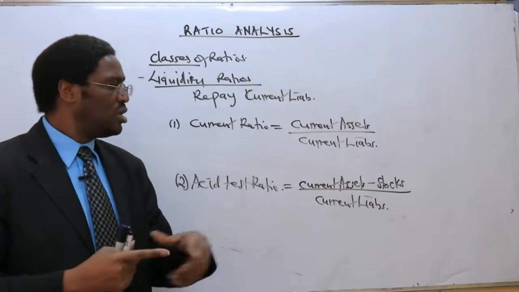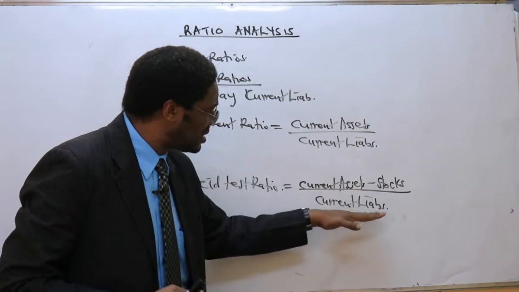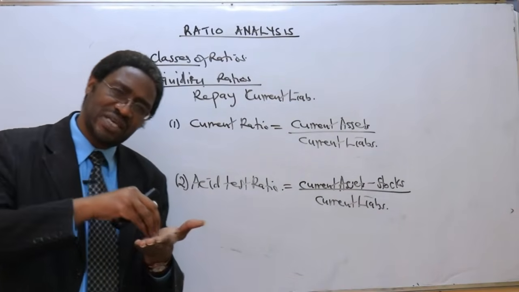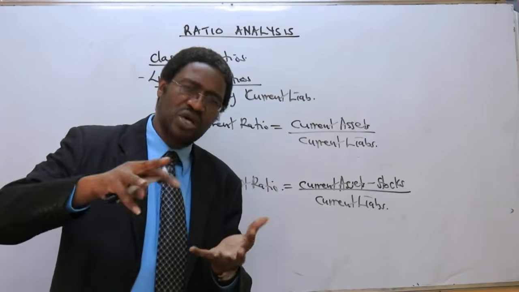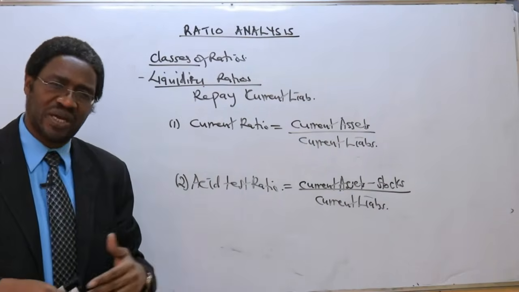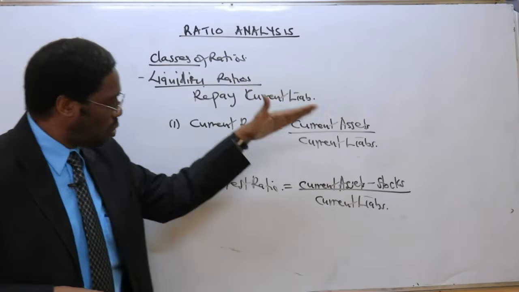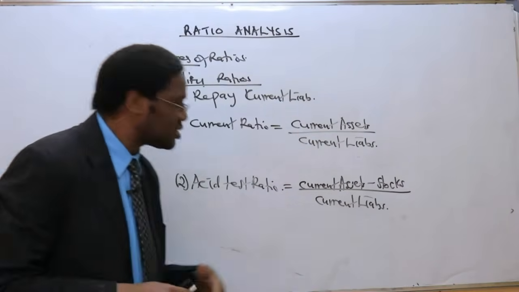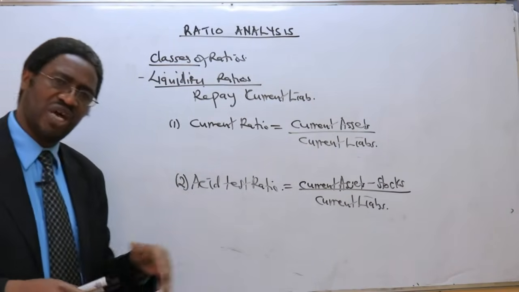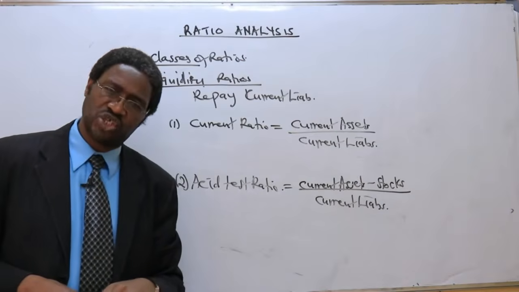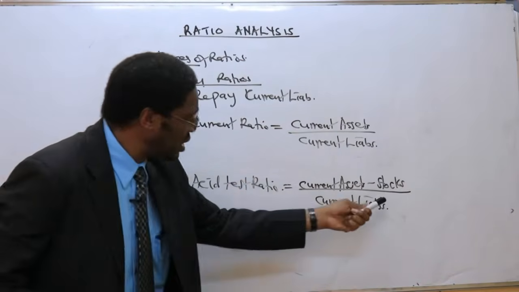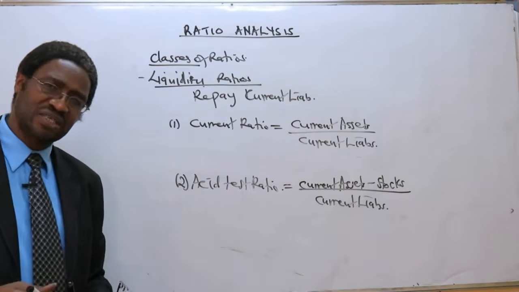Then we are saying, I want to know, for these liabilities that I'm supposed to pay within 1 year, am I still able? So when we take current assets and you minus the stock, that leaves you with the most liquid assets, which can easily be converted into cash. And so you compare those now with the current liabilities. So that's how we shall be calculating the acid test ratio: current assets minus the stocks, divided by current liabilities.